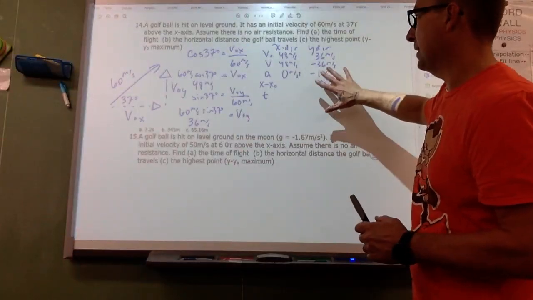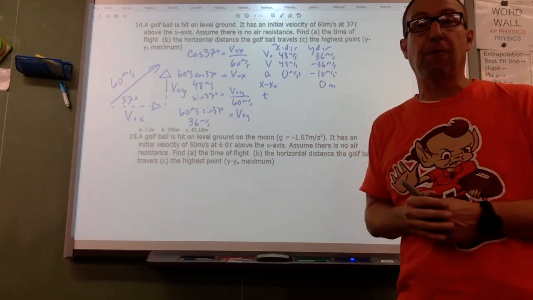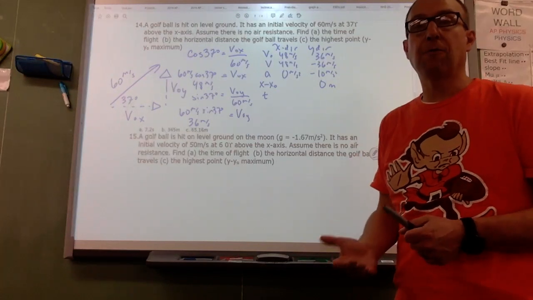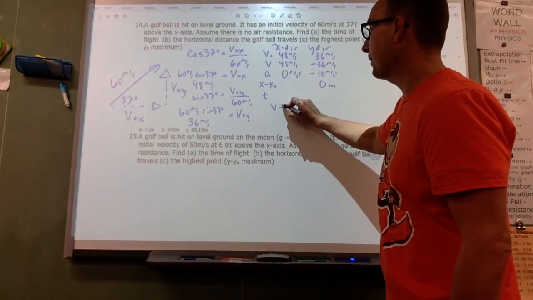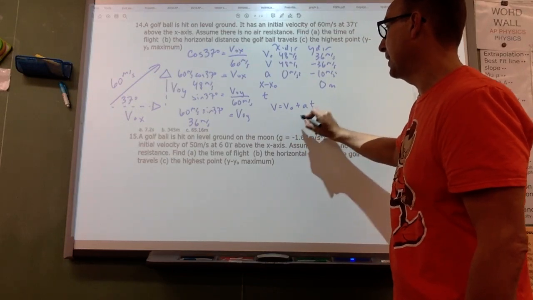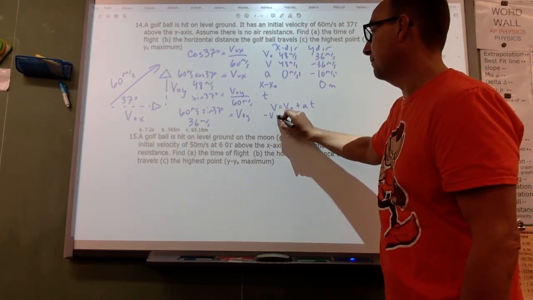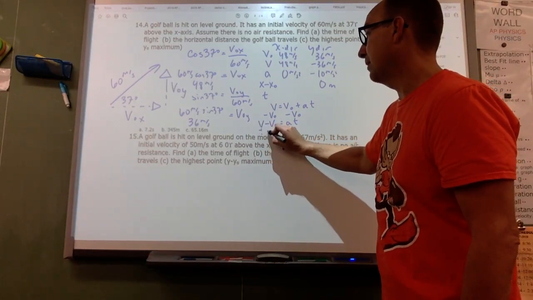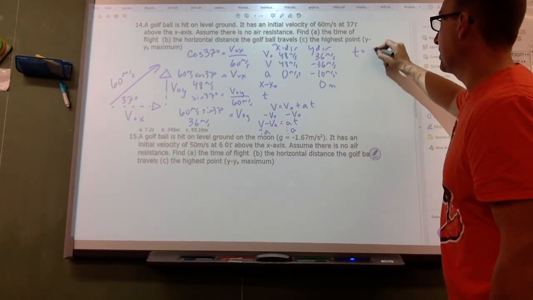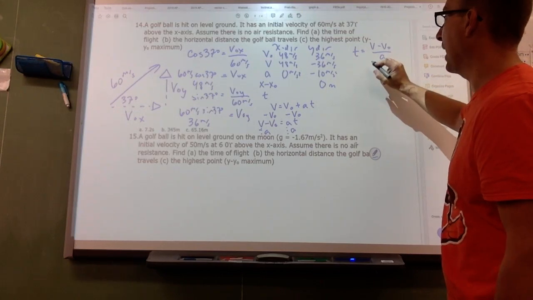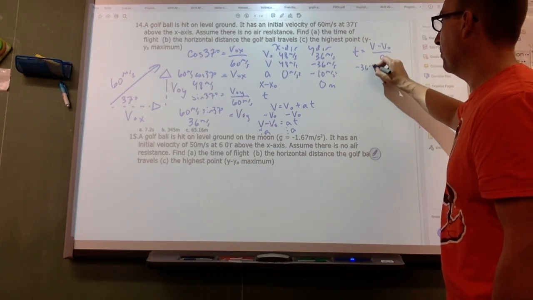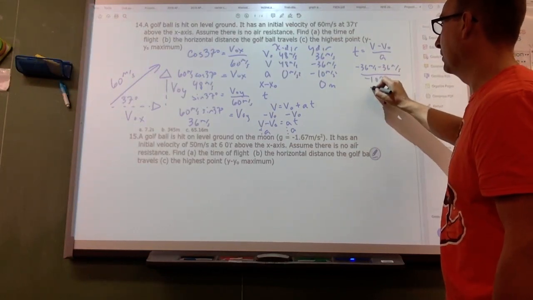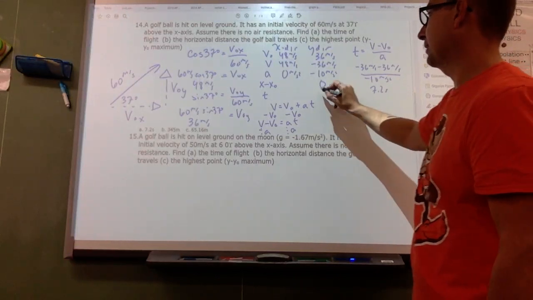So now I'm going to use this one to get time, except I'm going to use a different equation because now my V naught's not 0, and I don't want to use the quadratic formula. So I'm going to look at V equals V naught plus AT. And I'm going to subtract V naught to the other side and divide by A. So I'm going to get that T is going to be V minus V naught over A. And so this is going to be negative 36 minus 36 over negative 10. And so that's 7.2 seconds.